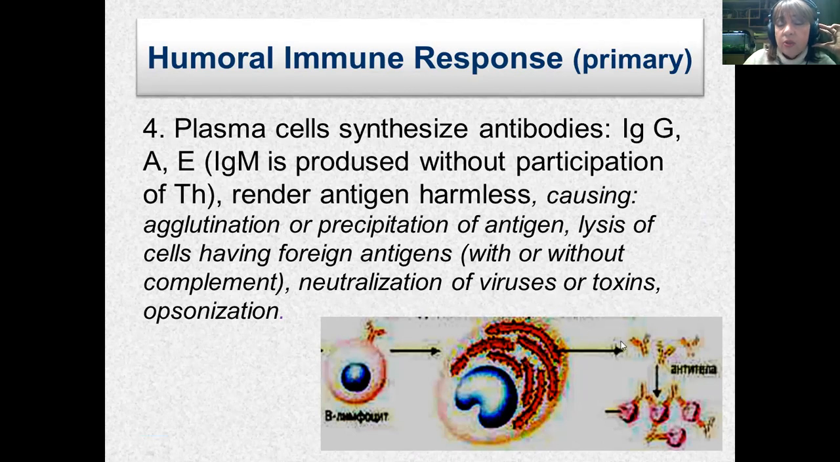Plasma cells produce antibodies, and antibodies neutralize the antigen or cause its lysis, or cause clumping, agglutination, precipitation, or opsonization. So they kill the antigen in different ways depending on the class of the immunoglobulins.